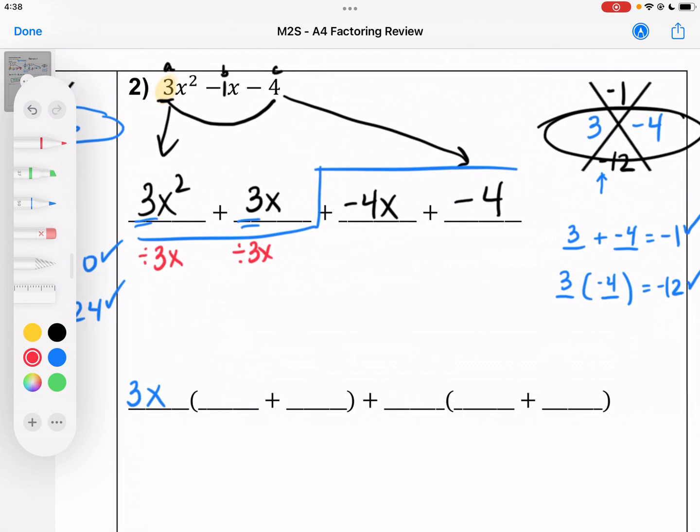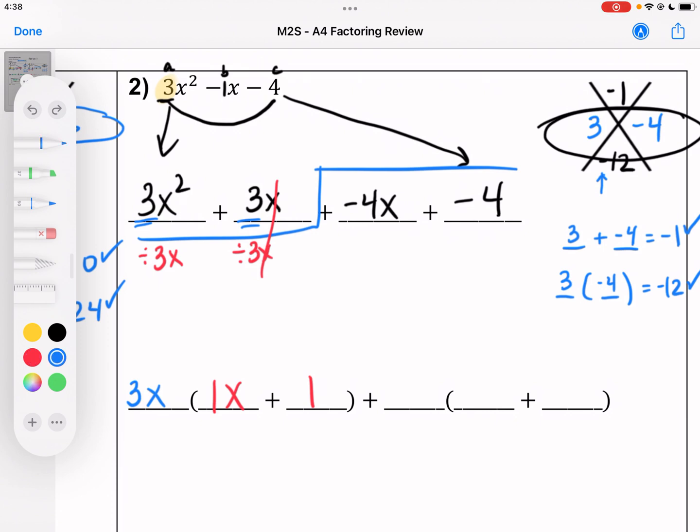Sorry, I shouldn't cover up the rest of this. So 3x squared divided by 3x is 1x. And 3x divided by 3x is 1. So remember, those cancel out, and you're still left with 1x because there were 2 x's on that one. Okay, so this is the next part we need to remember.